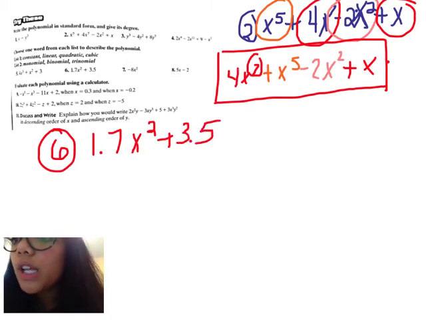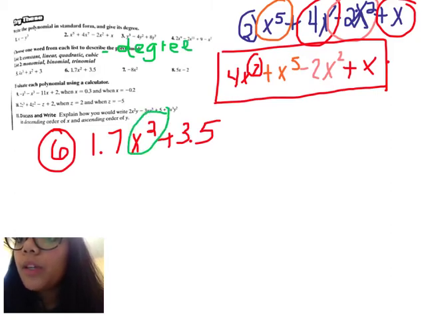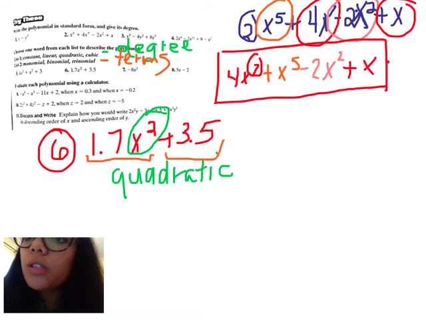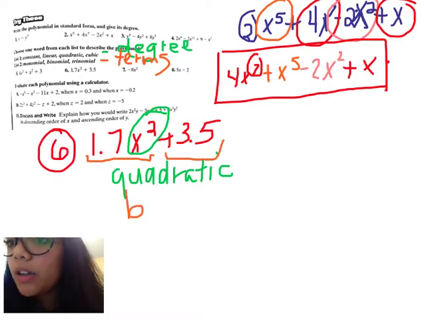Well, first I need to determine constant, linear, or quadratic. And when I'm looking at that, I'm looking at the degree. My highest degree is 2, which means it's quadratic. And then when I'm seeing if it's a monomial, binomial, or trinomial, I'm looking at terms. So there's 1 term, 2 terms, which means it is a binomial.